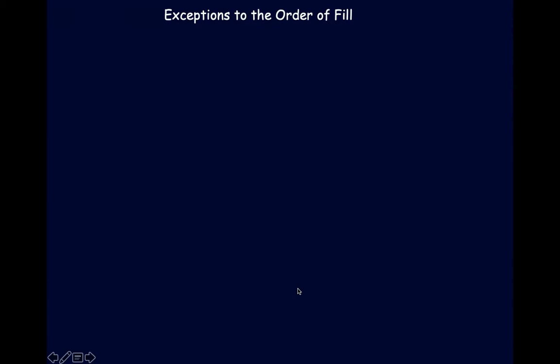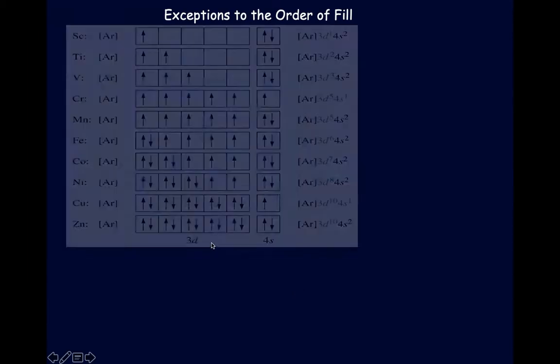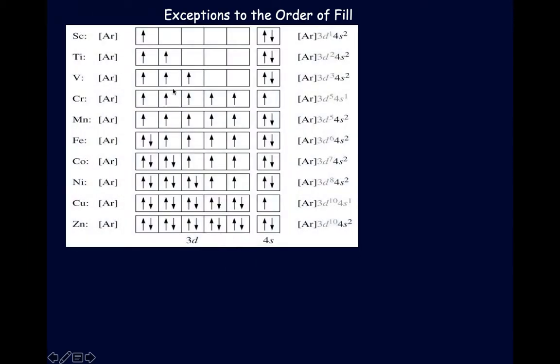And now there are actually exceptions to this even. So if we check out the transition elements, and these are the transition elements in the d level, if you start with scandium, scandium is going to be 4s2, 3d1, then 3d2. Vanadium is 3d3. So we're going across the first row of the ds. Chromium is 3d5.